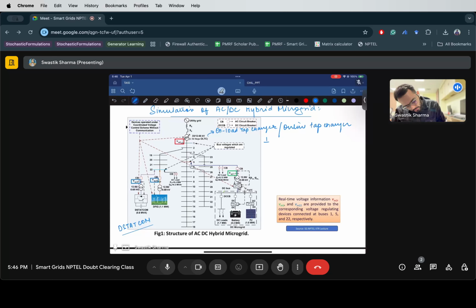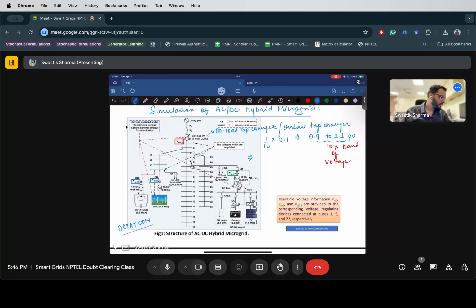Based on the number of steps, it is used to regulate the voltage between 0.9 per unit and 1.1 per unit. This is called a 10% band of voltage. So voltage should always be between 0.9 and 1.1. And the OLTC produces a change for every step that it takes, and there are a total of 16 steps.